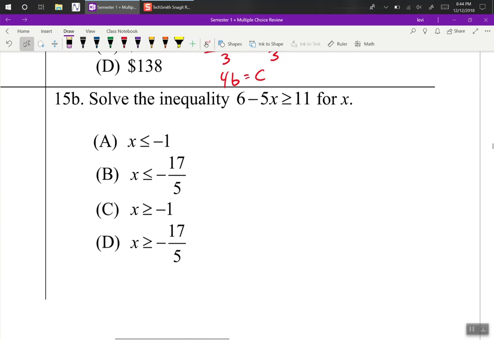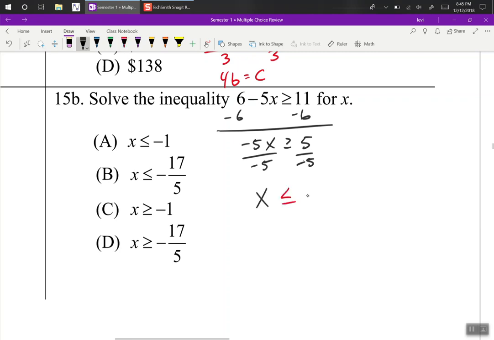15b, solve the inequality for x, so subtract 6, negative 5x greater than or equal to 5, divide by negative 5. Remember, when we divide by a negative, we need to reverse the inequality symbol. So x is less than or equal to negative 1.